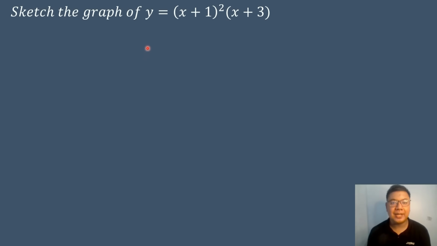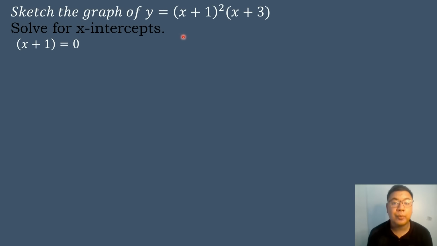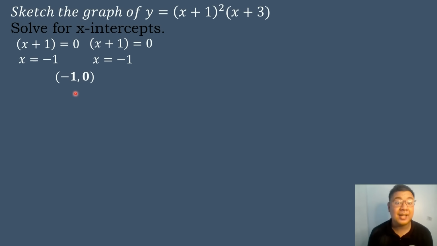Sketch the graph of y is equal to the quantity (x plus 1) to the second power times the quantity (x plus 3). So the first step is to solve for the x-intercepts. Since the polynomial function is already expressed in factored form, we can easily compute the value of the x-intercepts. So we just need to equate x plus 1 to 0. So we have x plus 1 is equal to 0, so x will be equal to negative 1, and the x-intercept is the point (negative 1, 0).